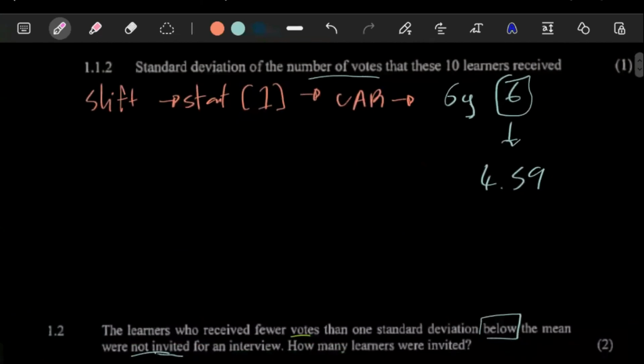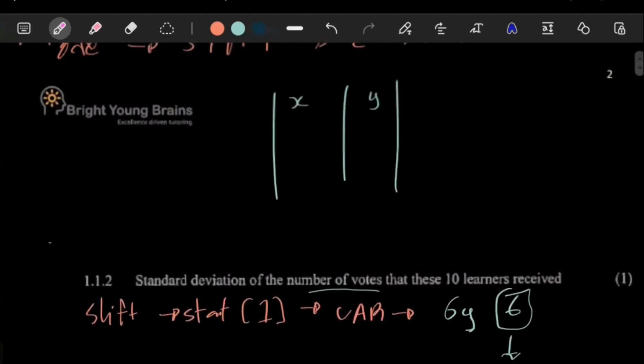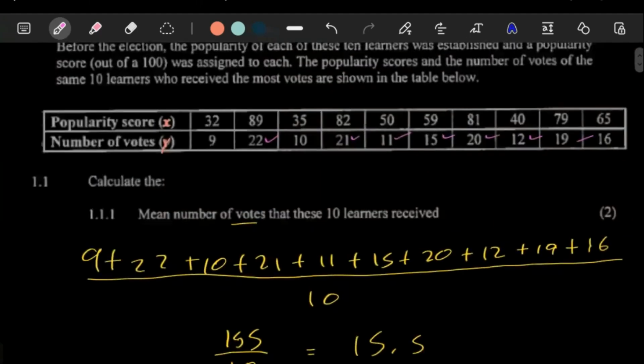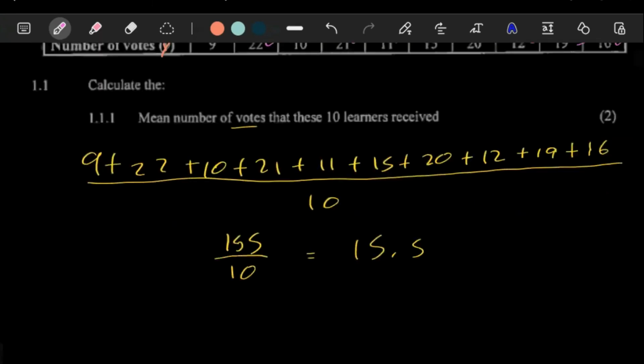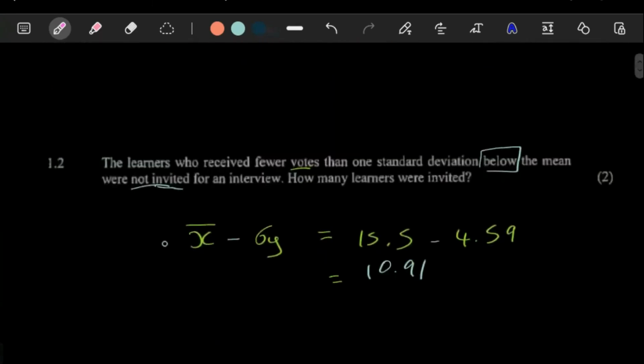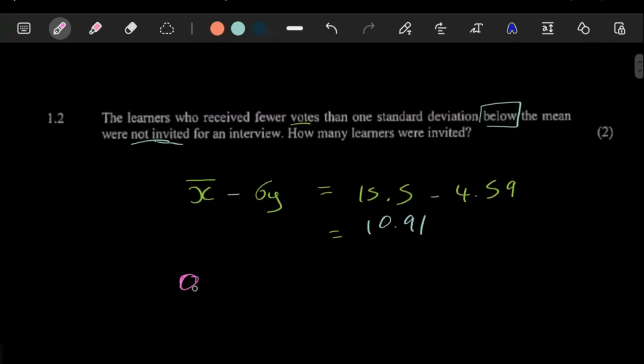Let's just take this nicely. Learners who received fewer votes than 1 standard deviation below the mean were not invited to an interview. If it's below the mean, we only have to consider ones that were below that value. So it means that the people that were invited is 1, 2, 3, 4, 5, 6, 7, 8 people. 8 learners were invited.